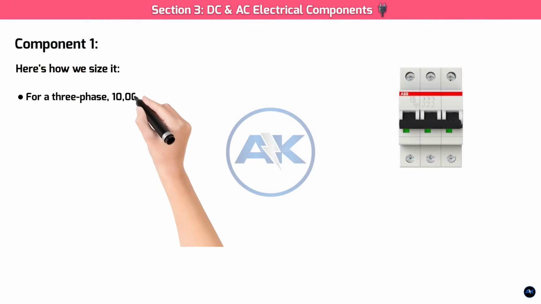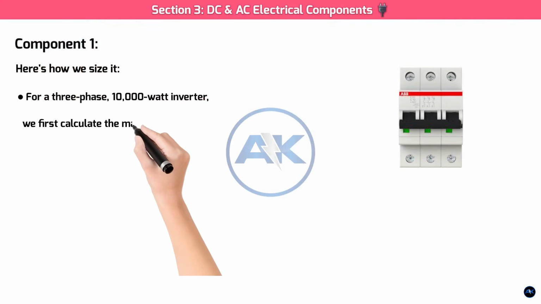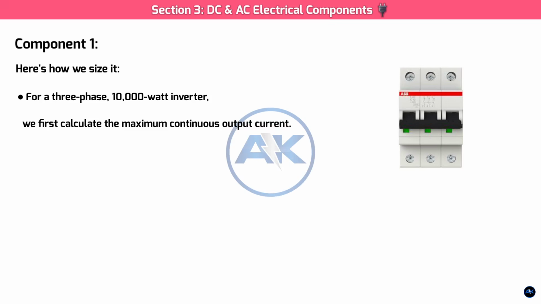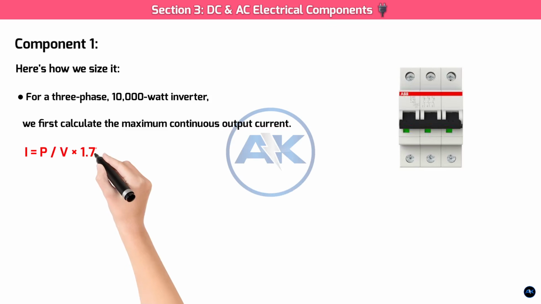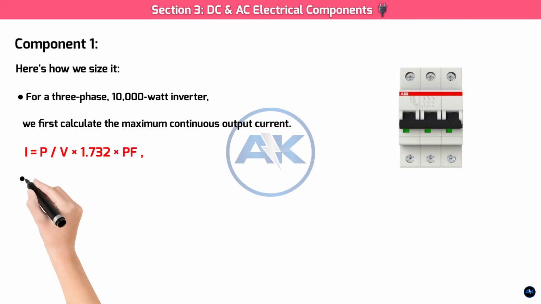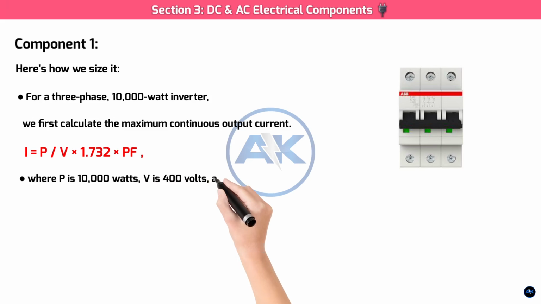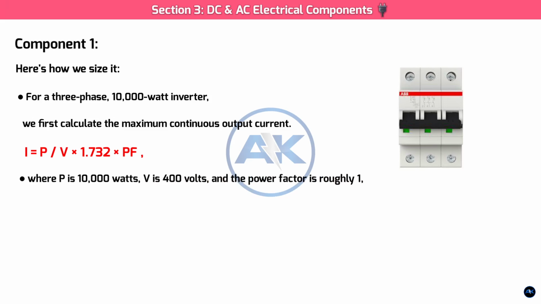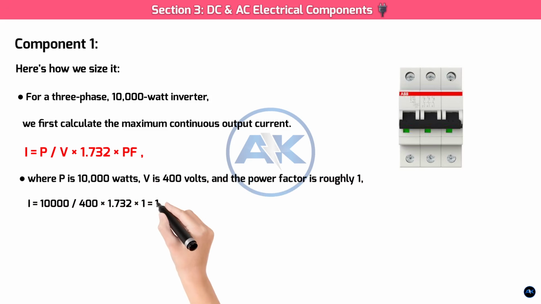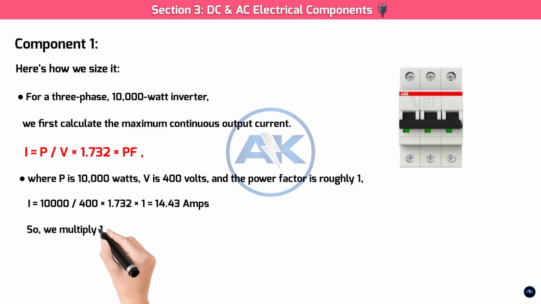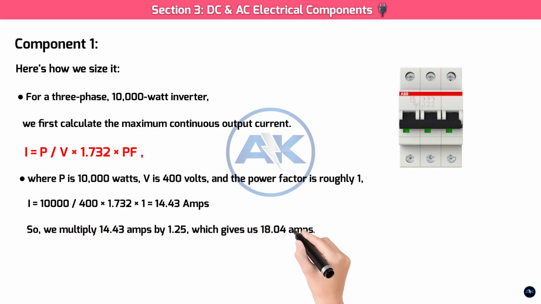For a 3-phase 10,000 watt inverter, we first calculate the maximum continuous output current. Using the formula I equals P divided by voltage multiplied by 1.732 multiplied by PF, where P is 10,000 watts, V is 400 volts, and the power factor is roughly 1, we get a current of about 14.43 amps. Electrical codes are very specific and require that the breaker's rating be at least 125% of that current. So we multiply 14.43 amps by 1.25, which gives us 18.04 amps.